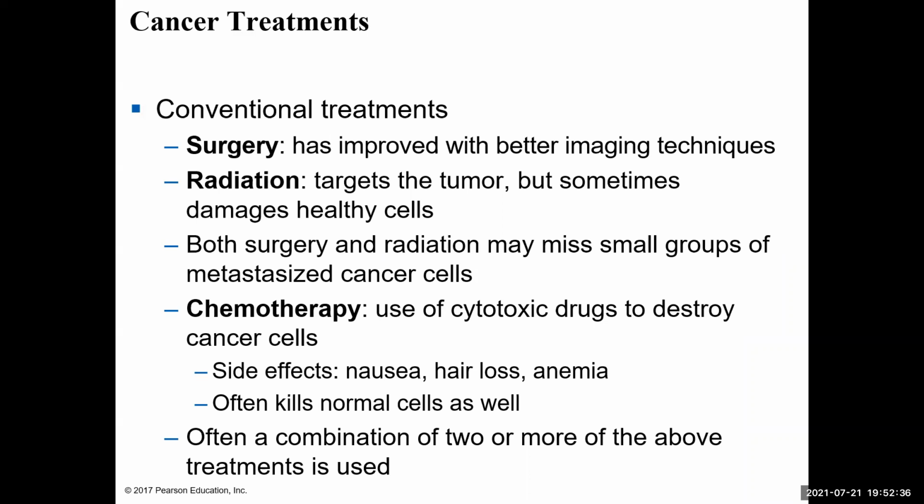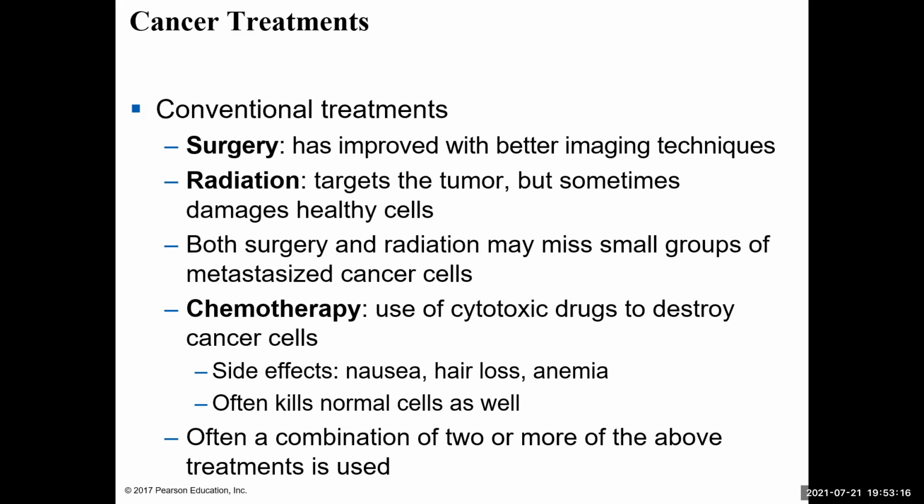Now, radiation is a treatment where you target the tumor with direct radiation that will damage the tumor cells and hopefully kill them. The downside is that it's hard to pinpoint that radiation just on the tumor cells, and so you also will damage healthy cells in the process. But what surgery and radiation could potentially do is miss small groups of cells that may have metastasized to other areas of the body that you haven't potentially detected.